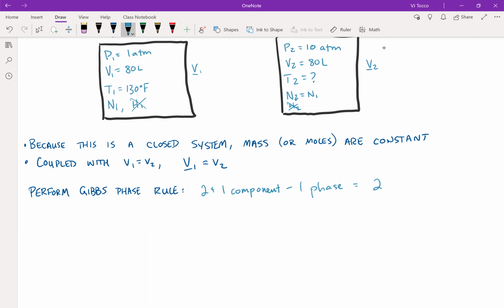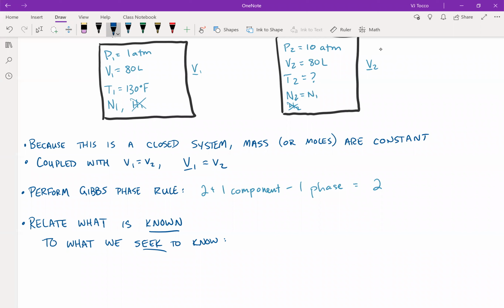Also note that I could have calculated what the specific molar volume was. I elected not to because it ends up not mattering in this case, and we'll see why in a second. So now, again, what we want to do is relate what we know to what we don't know. Okay, so in this problem, what is known? We've got 2 known variables. We've got P that's known and V under bar that's known, to what we seek to know. T is what we want to know. We want to know what the temperature is at state 2.